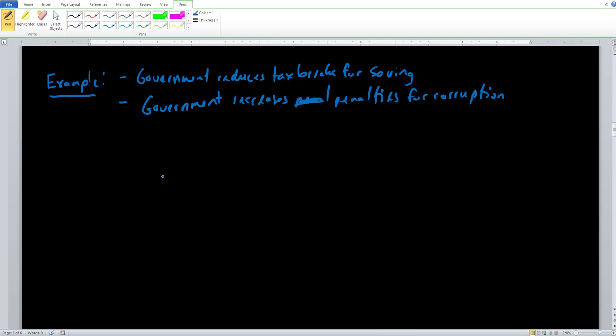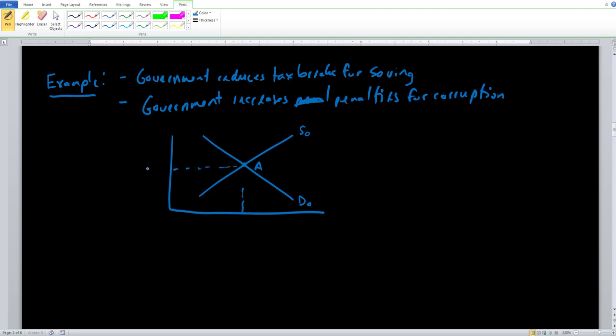And remember that for the rest of the semester, we're dealing with simultaneous shifts that are of equal magnitude. So you're going to be drawing out both of these shifts in the same exact ratio or length. Here, we always want to start off with our benchmark case where we have D0, S0, and equilibrium point A right there. We know our interest rate is going to be R0, and the equilibrium quantity of loanable funds is LF0.